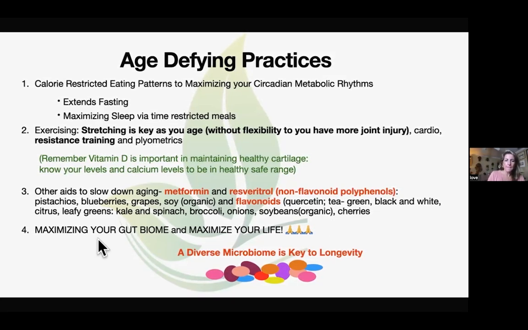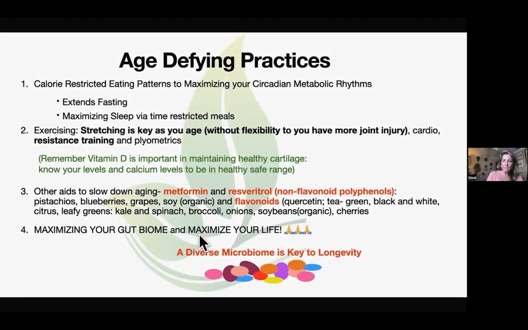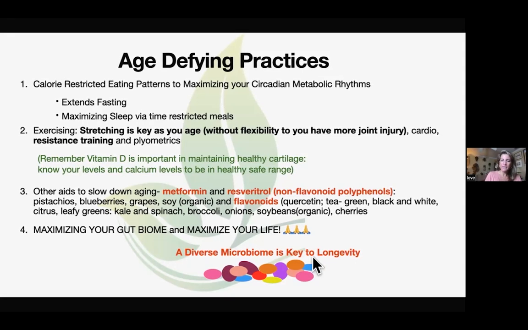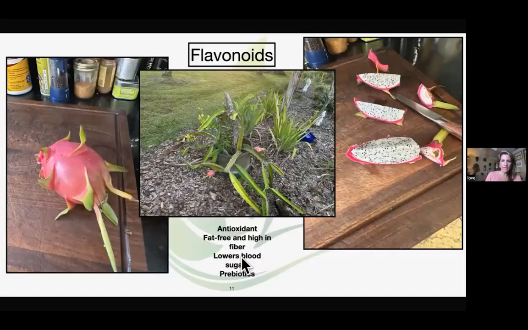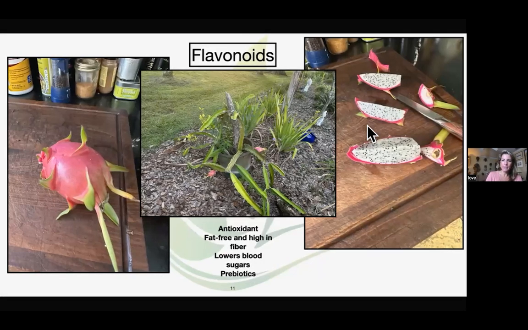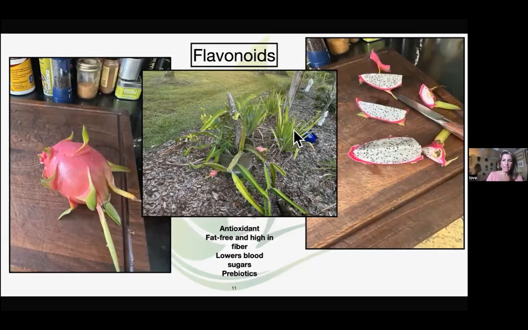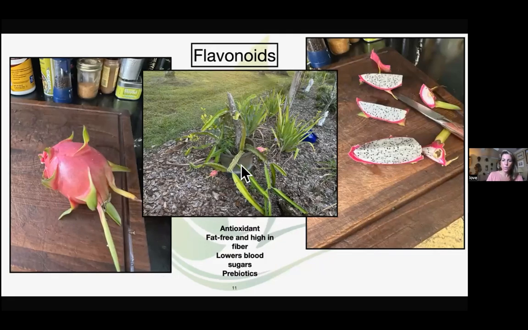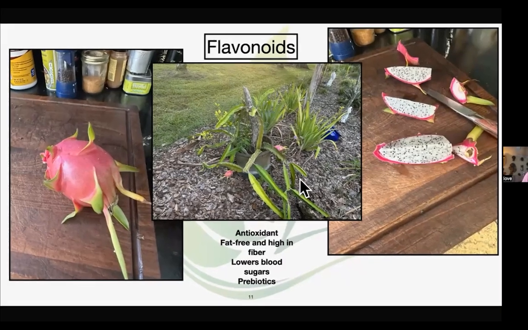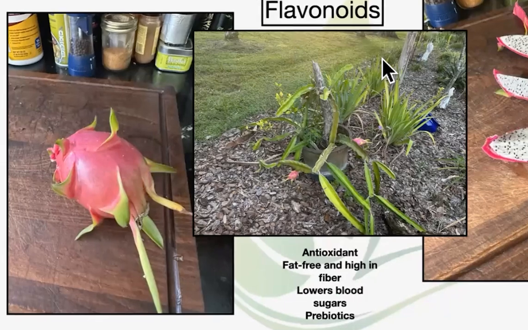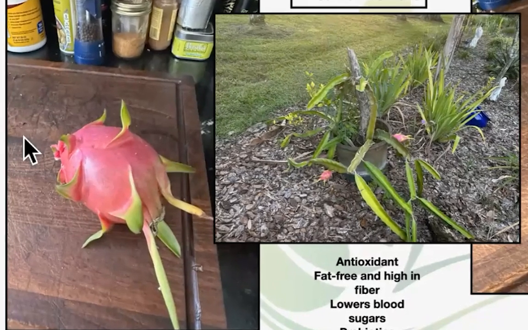Cherries. So we want to maximize your gut biome and maximize your life by developing that diverse gut biome to enhance longevity. So here is an example of a flavonoid that came from my own yard. We're growing these wonderful fruits. Do you guys know what these are? These are dragon fruits. They look like a dragon.